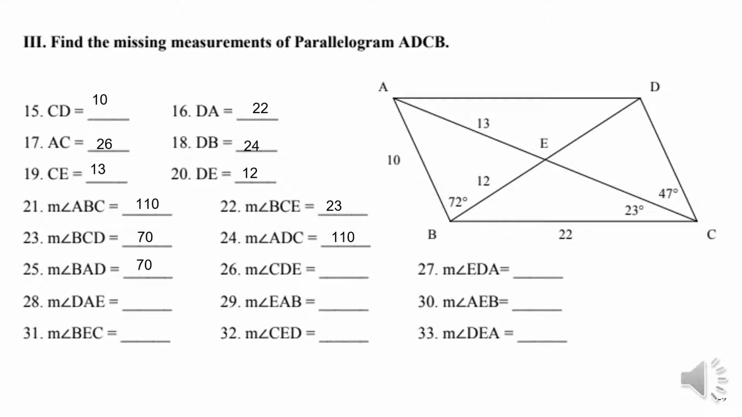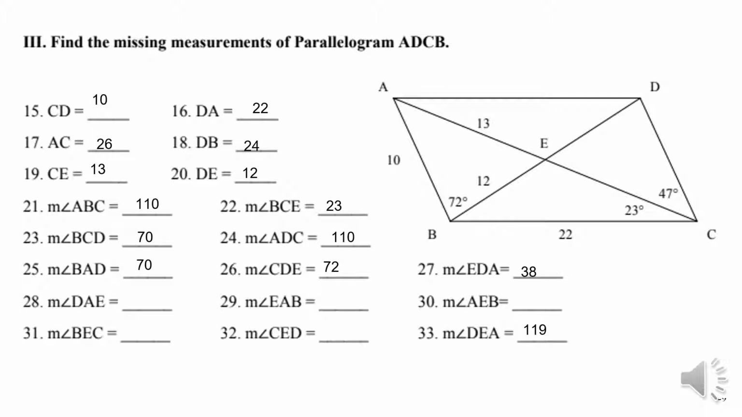BCE was given to us at 23. CDE is using our properties of parallelograms, so we know that the 72 in the bottom left has to match that top right, so we get 72. EDA must match the angle that's missing from our bottom left. And we knew our bottom left in total was 110. We subtracted out that 72 difference. So we were able to calculate that that angle was in fact 38.